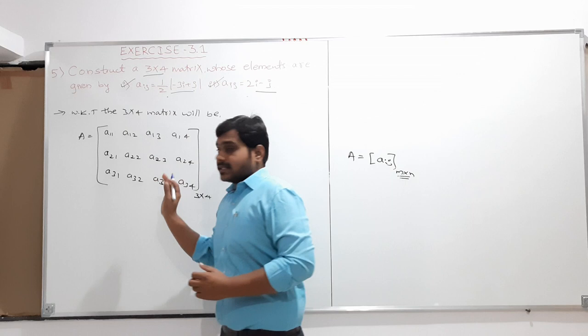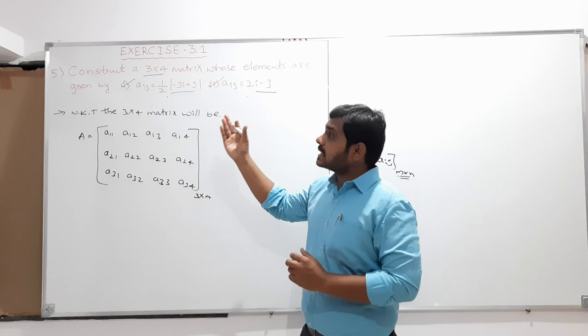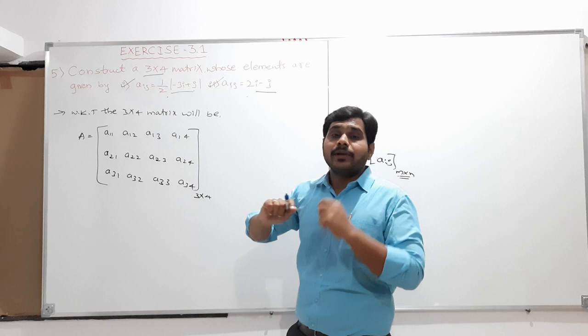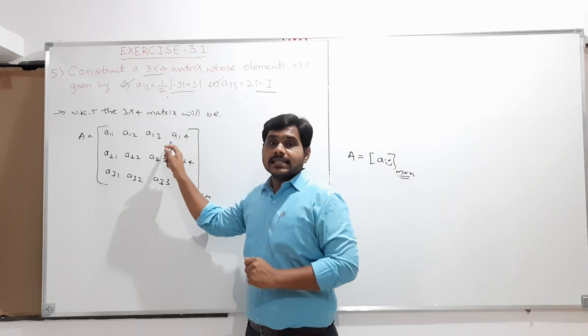First, whenever you are going to solve such types of questions, if they give you a construct, a 3 cross 4 matrix or a 2 cross 2 matrix, first you should understand how many rows and how many columns there are. First you should imagine that, and also you should know how the elements will be in this. So therefore I am writing like this.